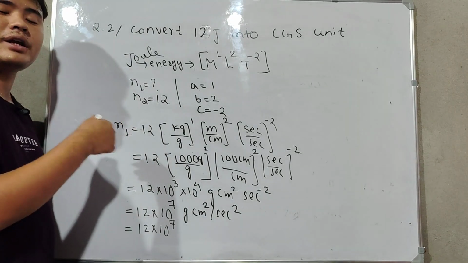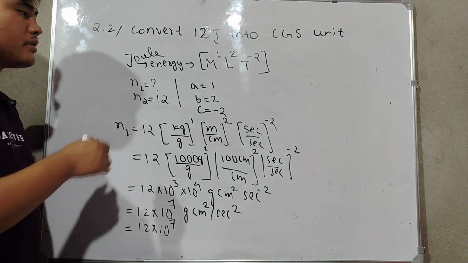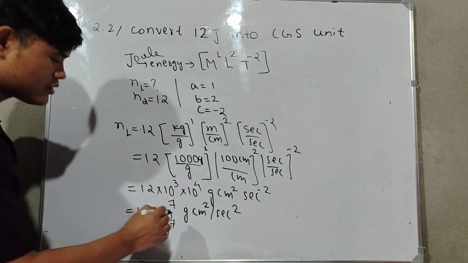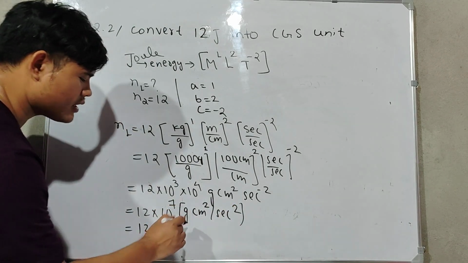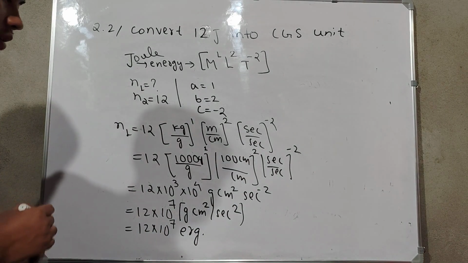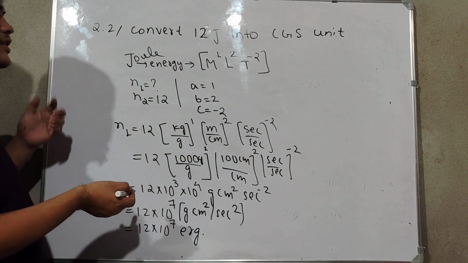Okay, in the MKS system or SI units. But in CGS units it is called erg. So these terms you can write directly as erg only. Okay, you can write it as erg. So this is how you do the conversion.